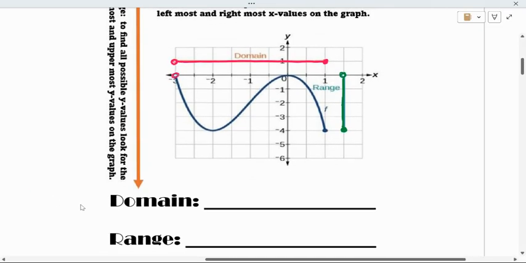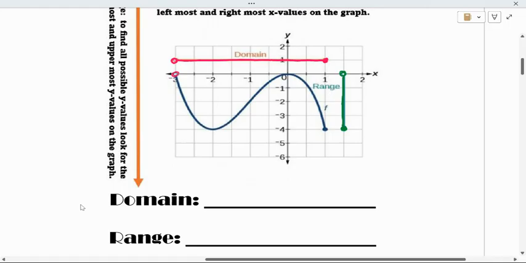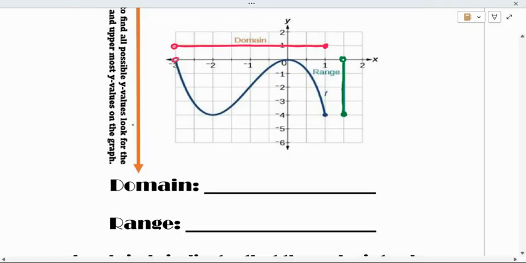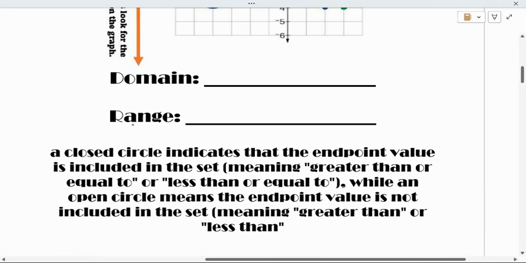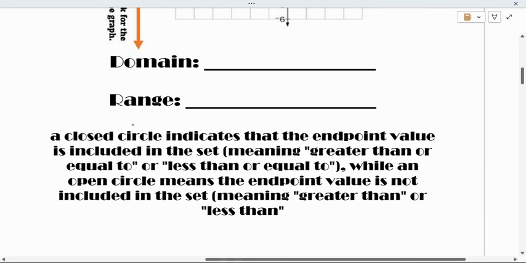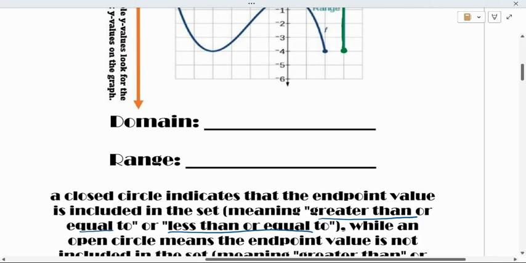So when we talk about our domain and range, what do those open circles mean? Well, a closed circle indicates that the endpoint value is included, meaning greater than or equal to or less than or equal to. An open circle means that the endpoint value is not included. That's when we use less than or greater than.